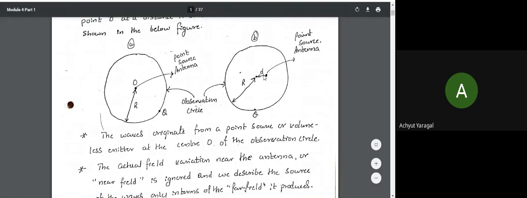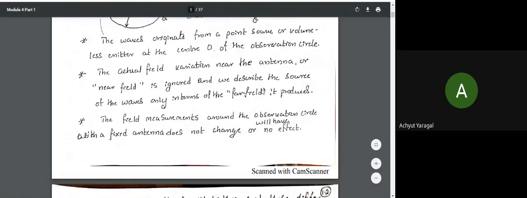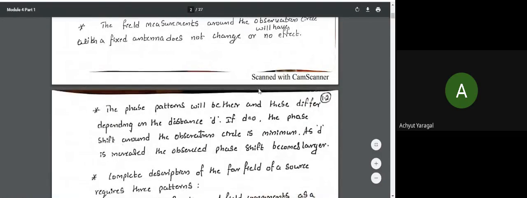Okay, here in figure B you can see a point source antenna. If it starts moving from the center of the circle, which is represented as O here, by a certain distance D, then there is going to be a change in the phase.